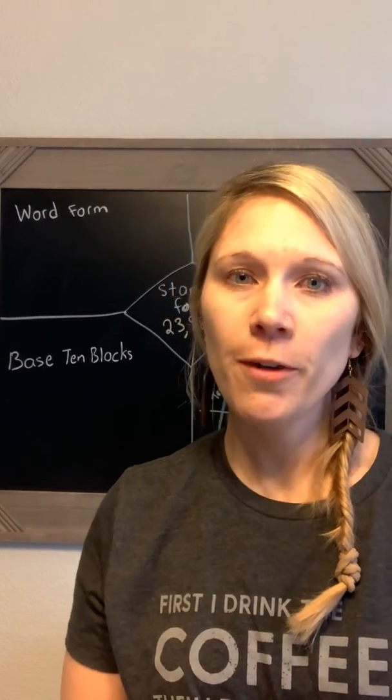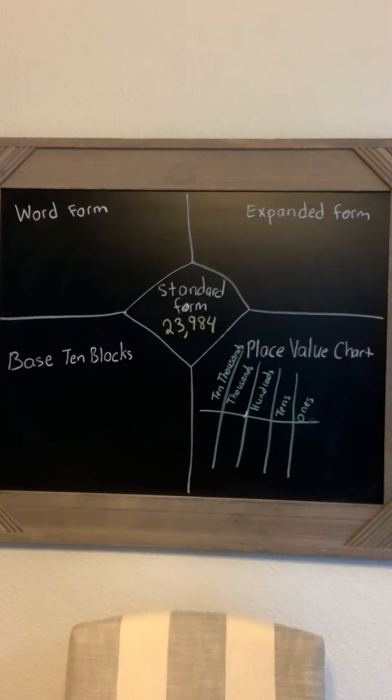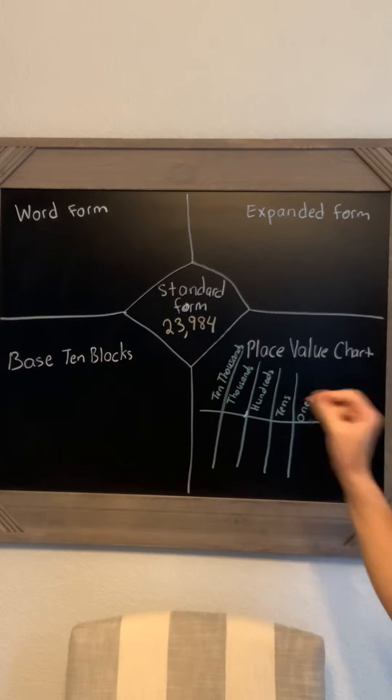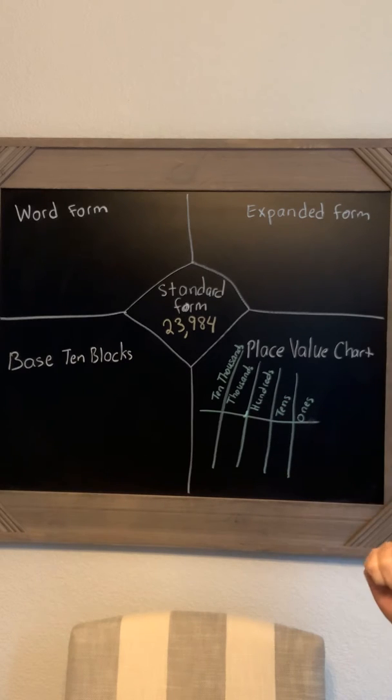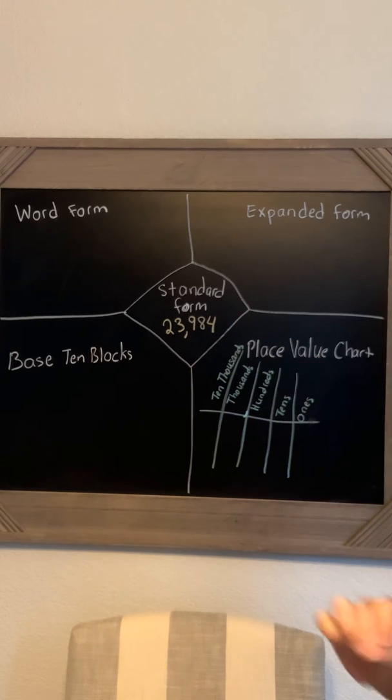Okay, we are going to review our place value. I have made a chart, and in the middle I have standard form. And I've written the digits 23984. So when we look at this number, this is the standard form. It's just how you write a number.